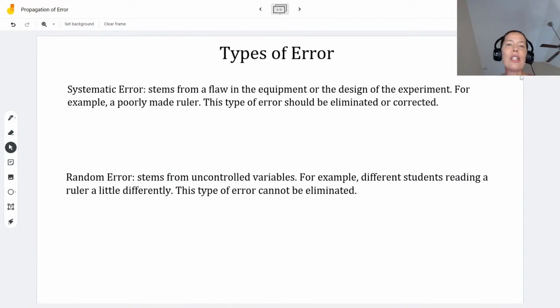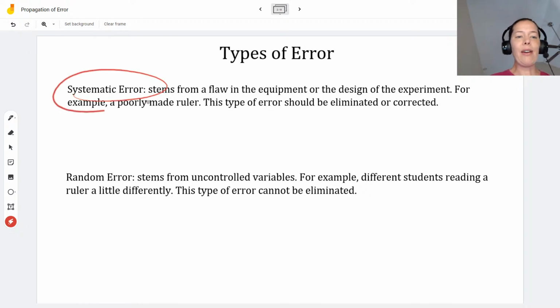All right, so the first thing that I want to talk about is just the different types of error that you encounter. So we split error up into really two main categories. We have systematic and random error. So systematic error is going to come from either a problem with the equipment or some kind of flaw in the design of the experiment.